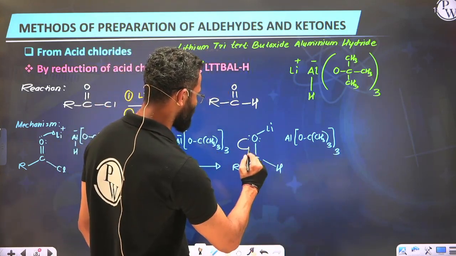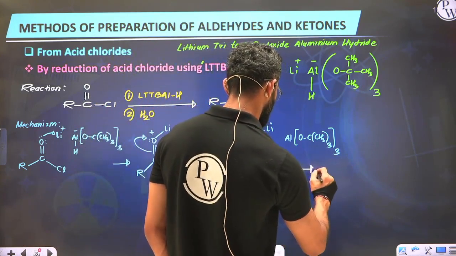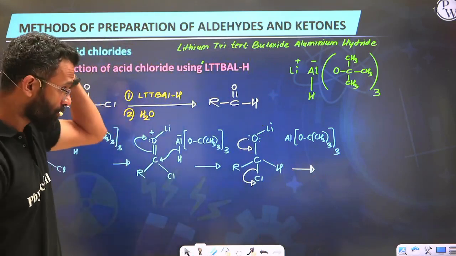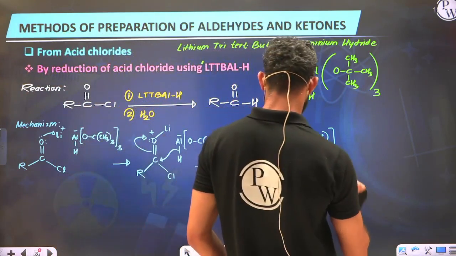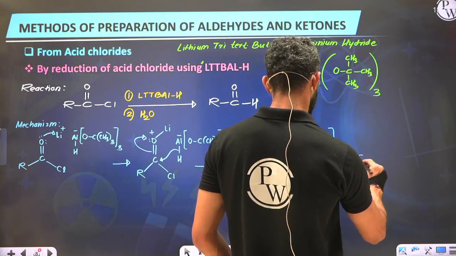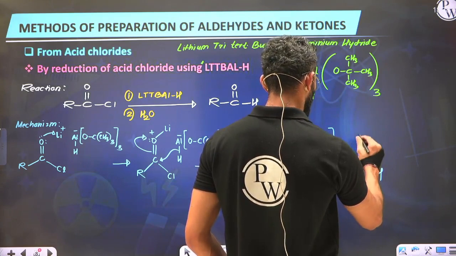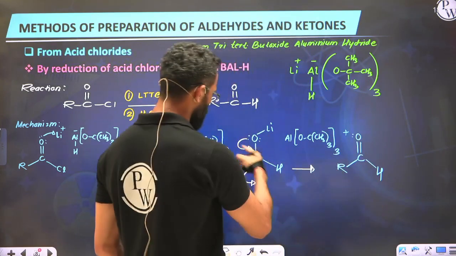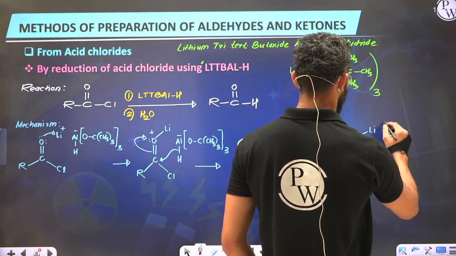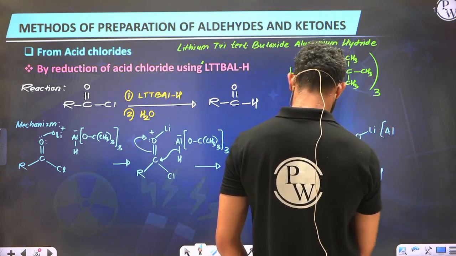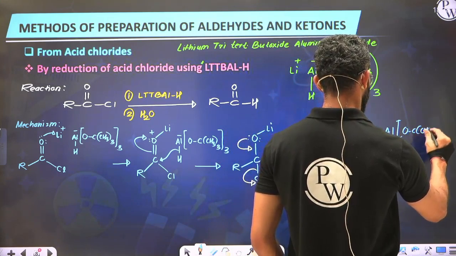Right, now see, this lone pair delocalizes back since chlorine is a good leaving group. So chlorine is leaving. Now when chlorine is leaving, oxygen will be carrying a positive charge here. So we will be getting R C H double bond O, one lone pair intact, but the charge will be positive since one lone pair has delocalized, carrying Li. And whatever is your further reagent, Al O C CH3 thrice.